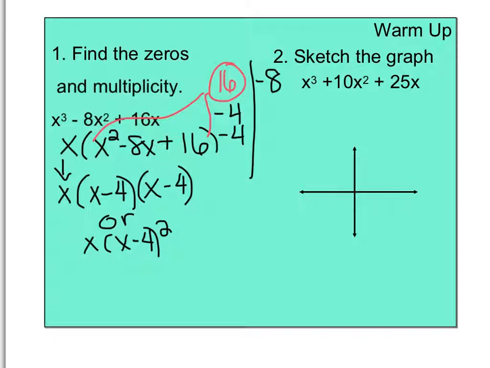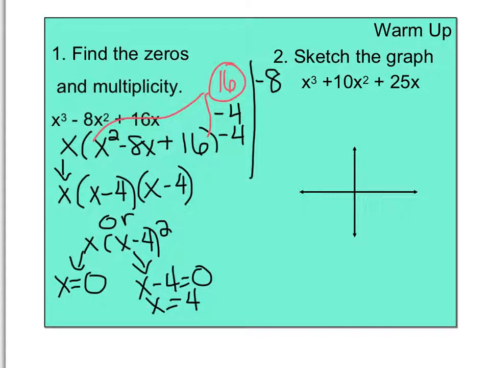Well, that's the factor part, but now we need to follow the directions and find the actual zeros. So we set each different part equal to 0. Well, the first one's easy, x equals 0. And then we have x minus 4 equals 0, which means x equals 4.